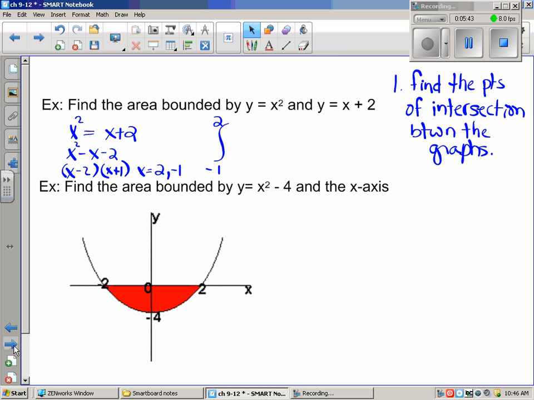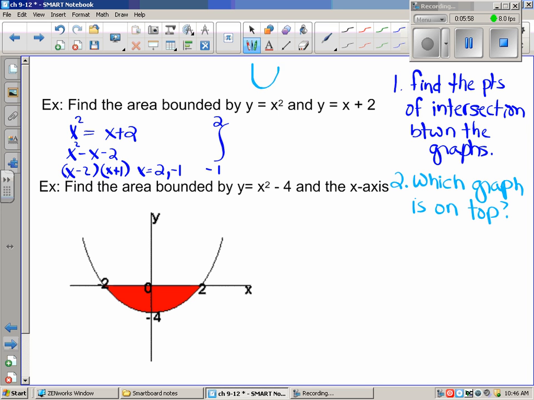Second step. Figure out which graph is on top. Now, your knowledge of graphs should help in this case. When we're talking about x squared, my hope is that you understand that that's a U shape and it dips down, right? And that x plus 2 probably cuts through that. And having that graph does help.